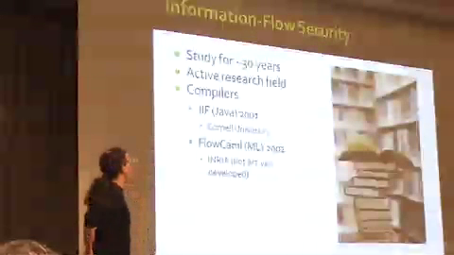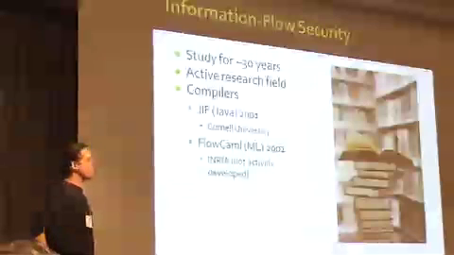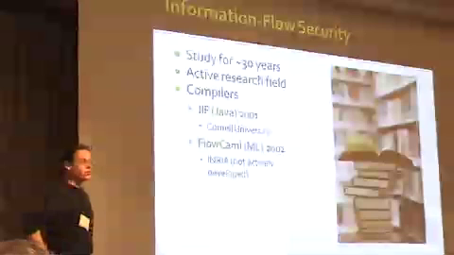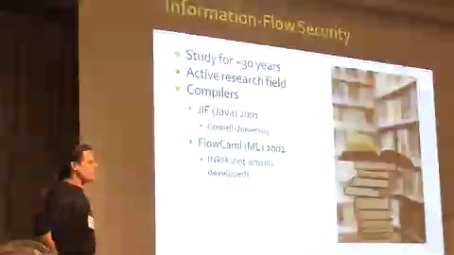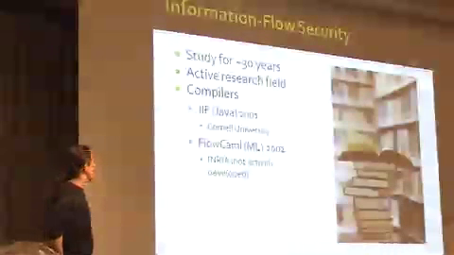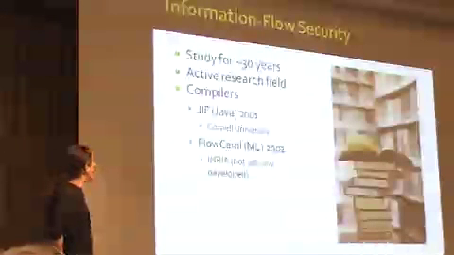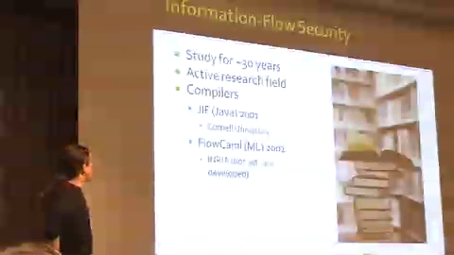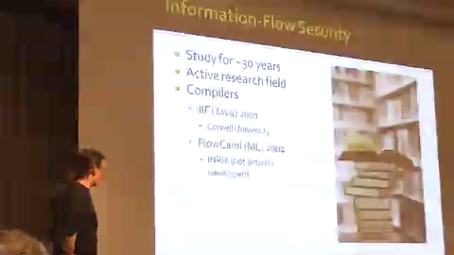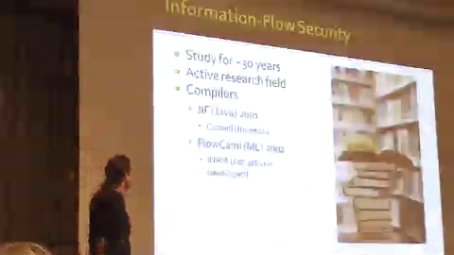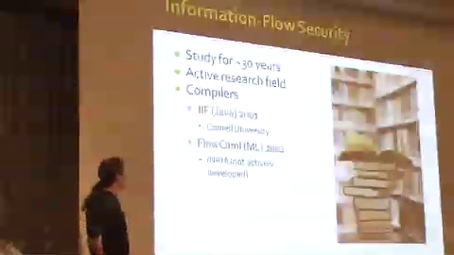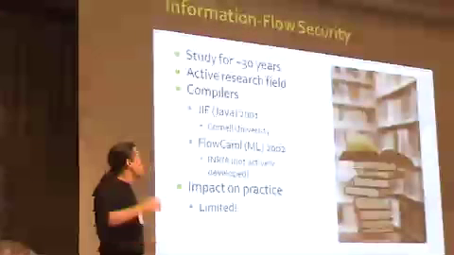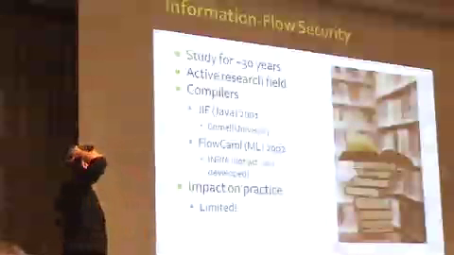So this has been studied for about 30 years. It's a very active research field, with lots of conferences. There are lots of theoretical results about these things. The field has produced a number of compilers for languages that have this information flow built in. There's a compiler called JIF for an extended version of Java that was made in 2001, and there's one for an extension of ML called FlowCaml at Inria, but it's not actively developed anymore. And unfortunately, the impact on practice of these compilers is limited.